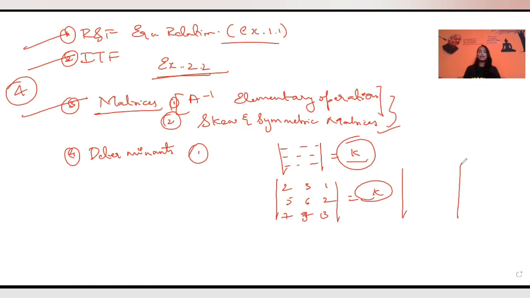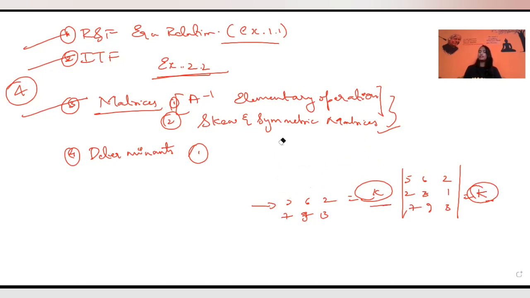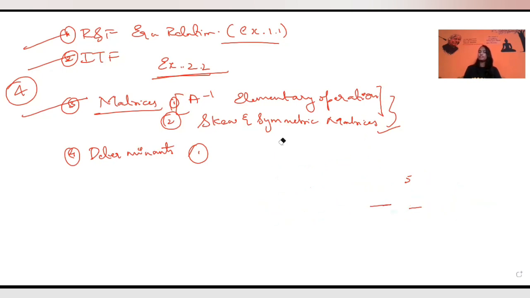So you just have to show it. For example, the second row I will write as the first row, 5 6 2, and the first row I will write in the second row. You will get the same answer, and that means you have to show that you get the same value, that is k. Okay, so this property can be asked. Or there are many other important properties. For example, if you exchange one pair of rows or one pair of columns, that is, putting the lower one on top and the upper one below, the value does not change.